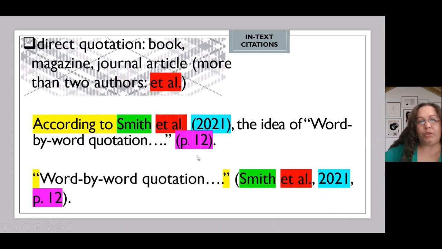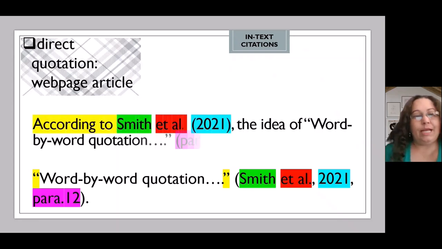If we're going to use a source that has more than two authors, but we start with a quote, then the quote is going to be entered between quotation marks. And then in parentheses, we're going to enter the first last name, et al., comma, date of publication, comma, page number, close parenthesis, period.